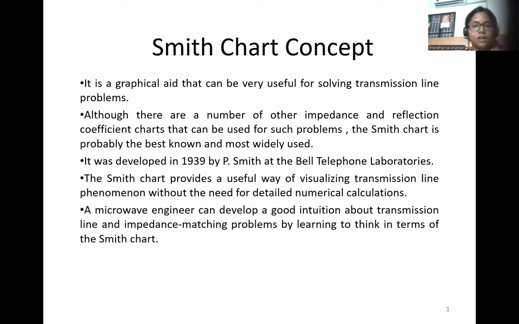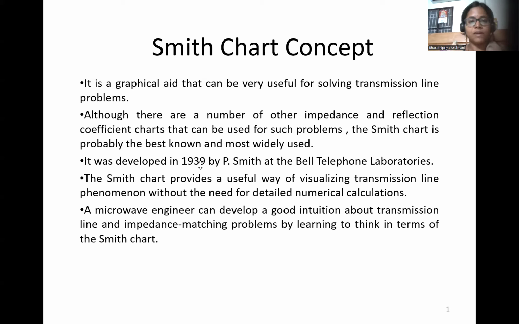Good morning to all. In this session, we are going to see about the topic Smith chart and signal flow graph. So, Smith chart is a graphical aid that can be very useful for solving transmission problems. Although there are a number of other impedance and reflection coefficient charts that can be used for such problems, the Smith chart is probably the best known and most widely used.